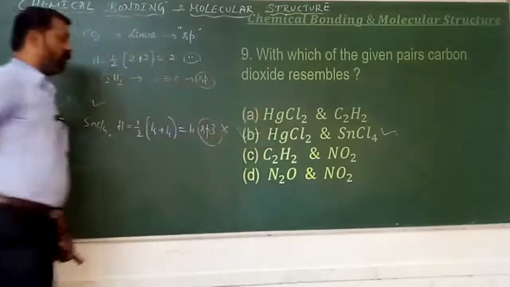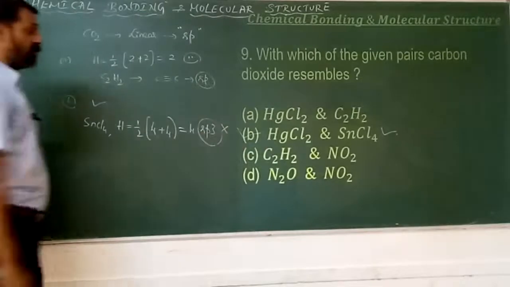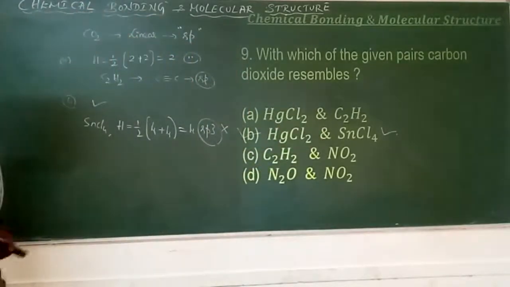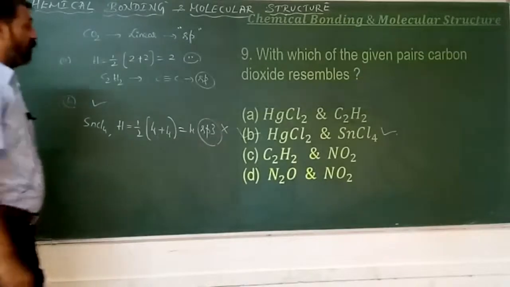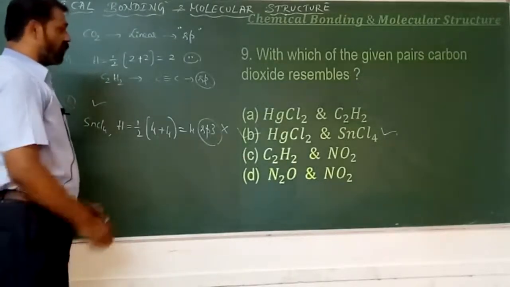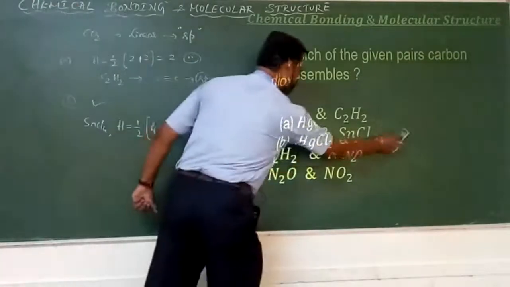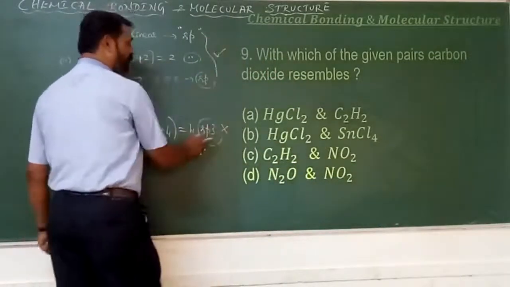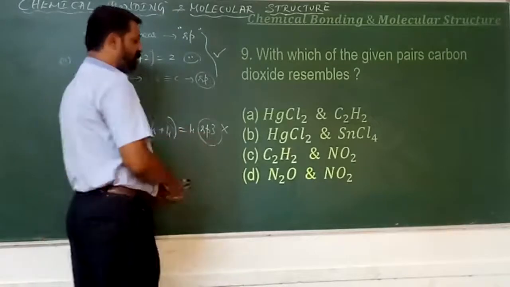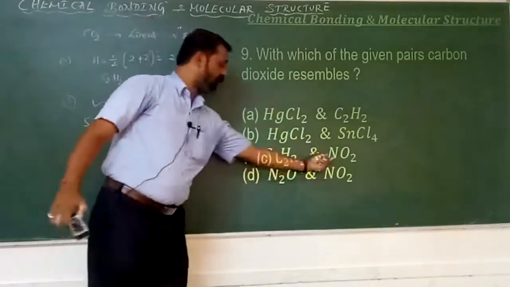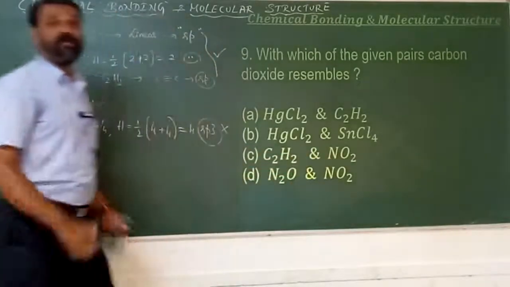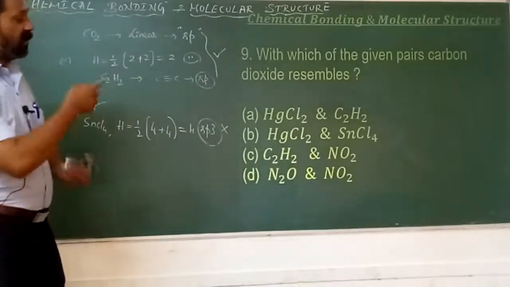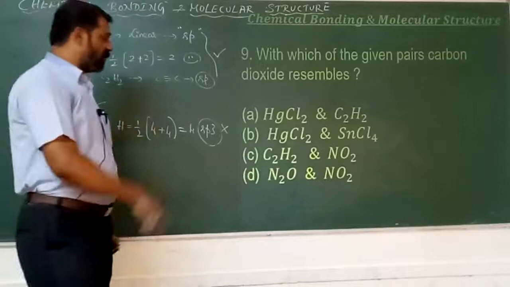So, as usual, this is also the same, with a similar resemblance, because both are sp hybridized. But here it is sp3 hybridized. Let us have this: NO2 is sp2, sorry, sp. N means 5 valence electrons plus NO2. Therefore, that doesn't have the same hybridization.